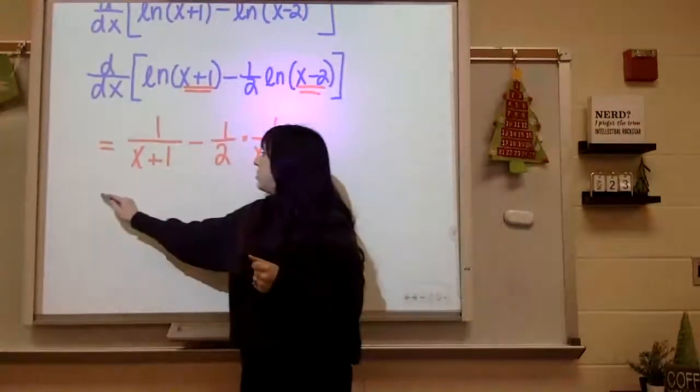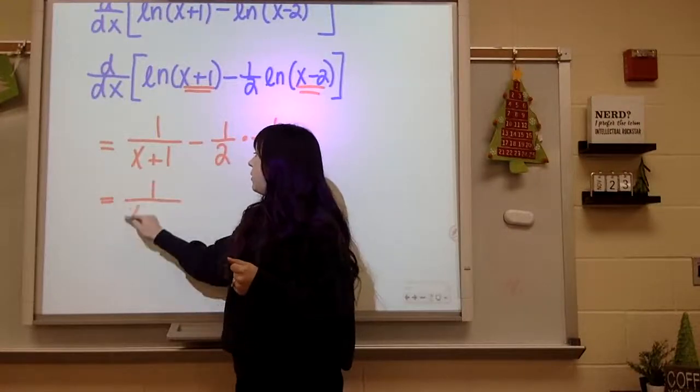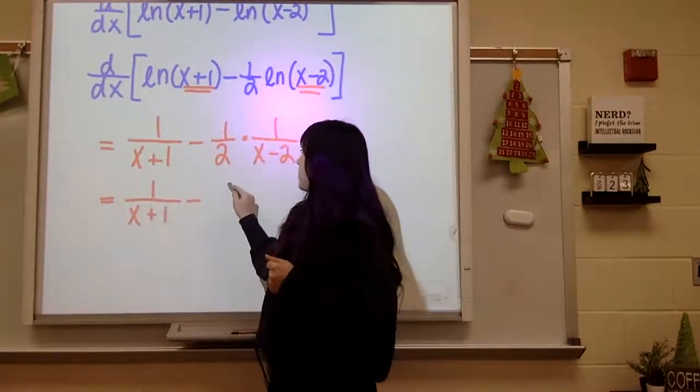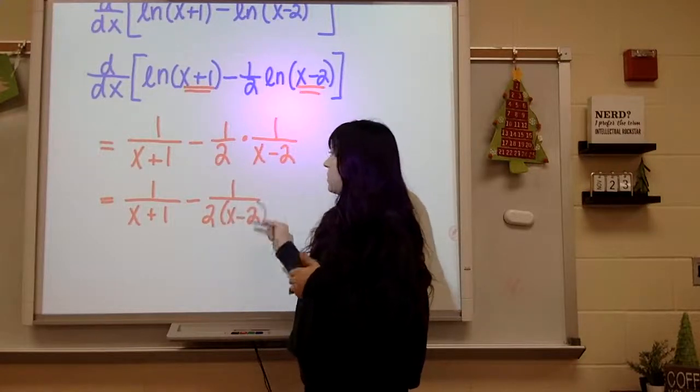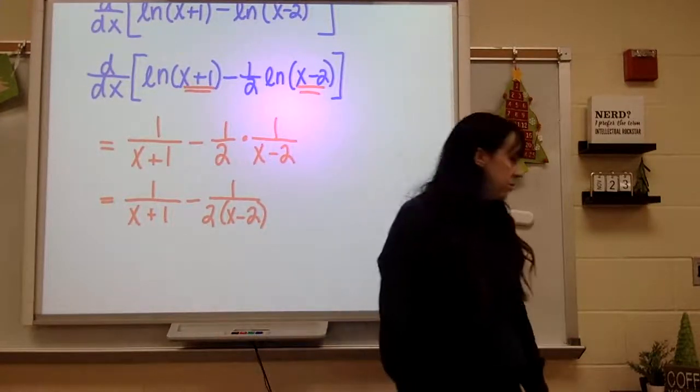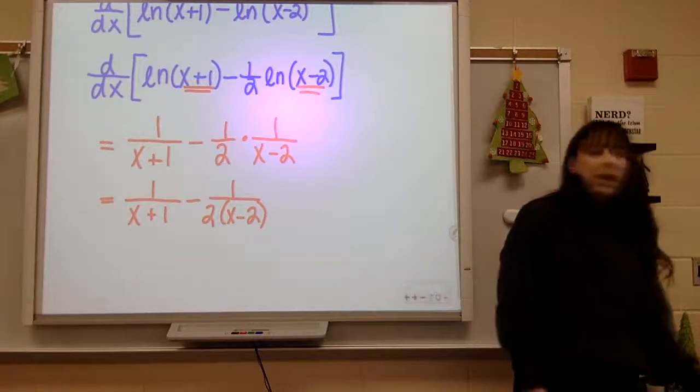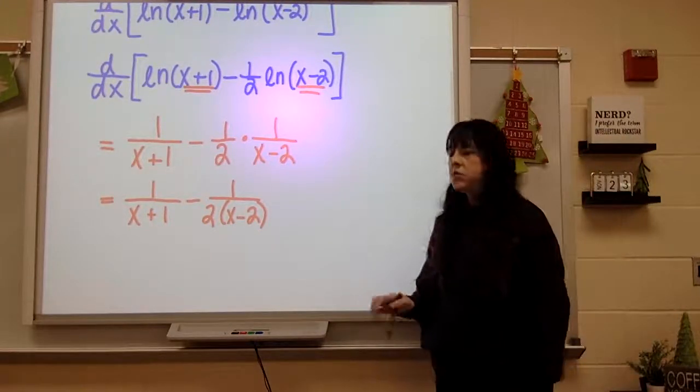And then I'm just going to do one little thing to clean it up, and that is I'm going to put the 2 on the bottom with the x minus 2. See how easy that is? If you can catch the properties ahead of time, it saves you so much time.